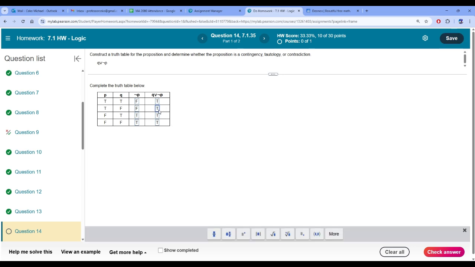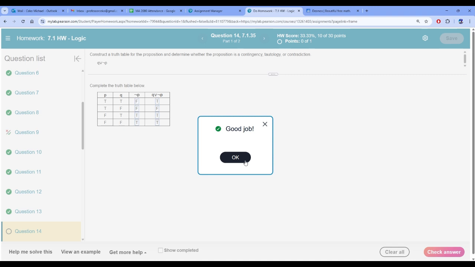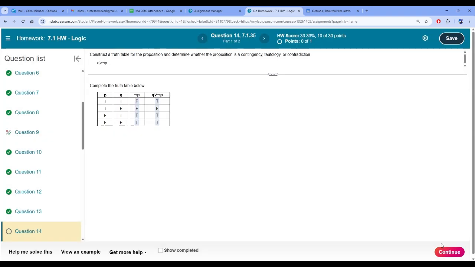Oh, this one. False, false should be false. If they're both false, then it's going to be false. There we go. My bad. Continue. Determine which proposition.